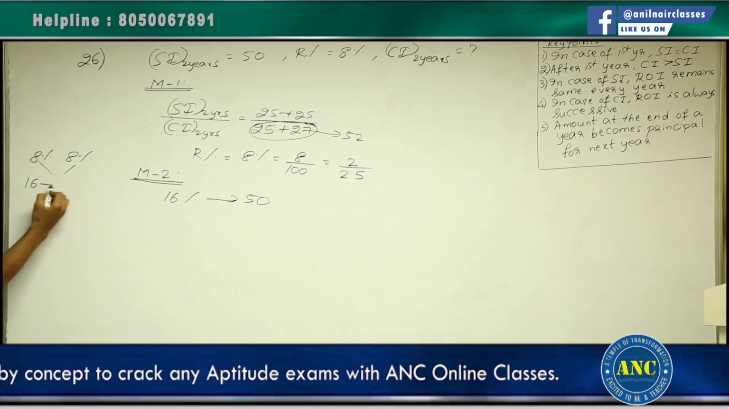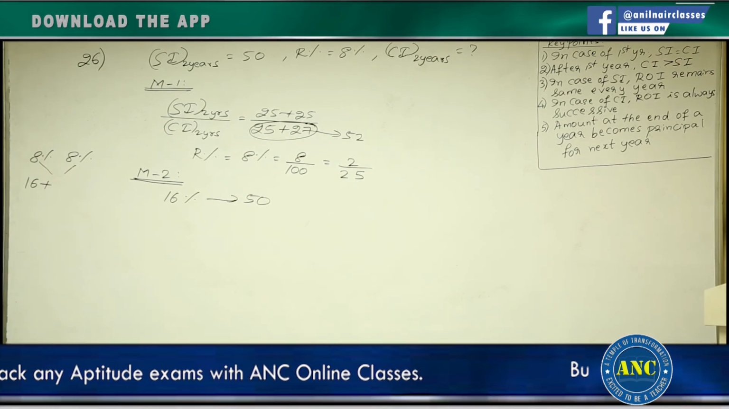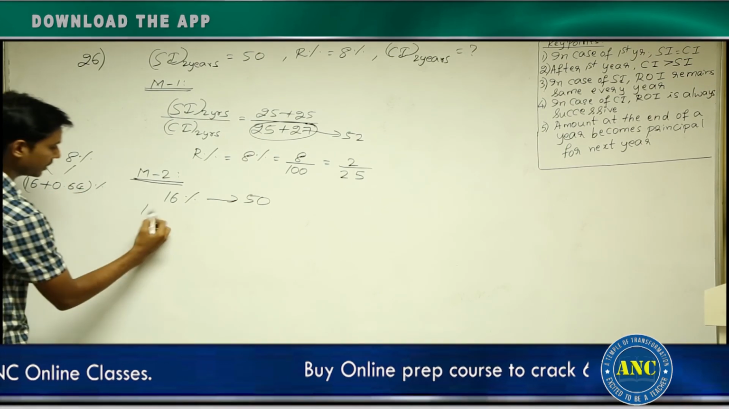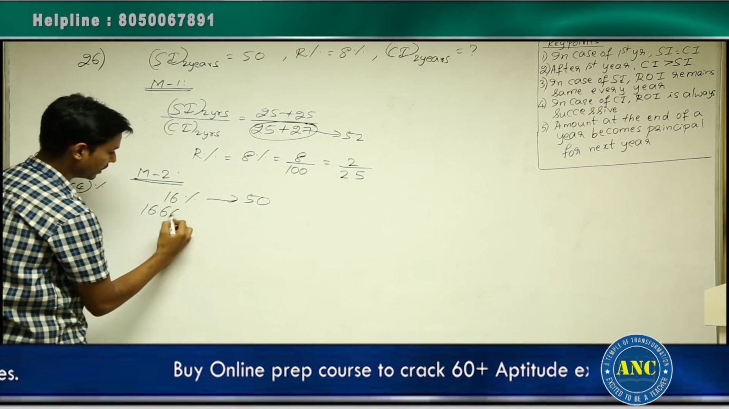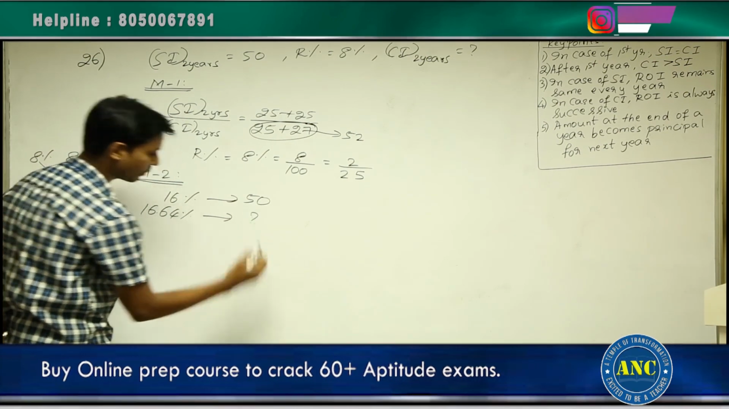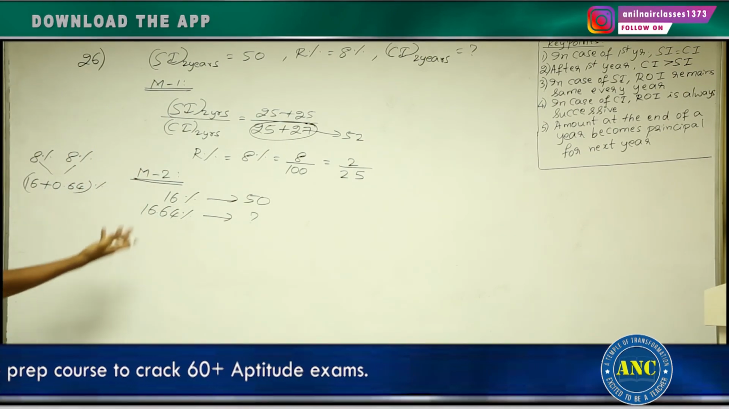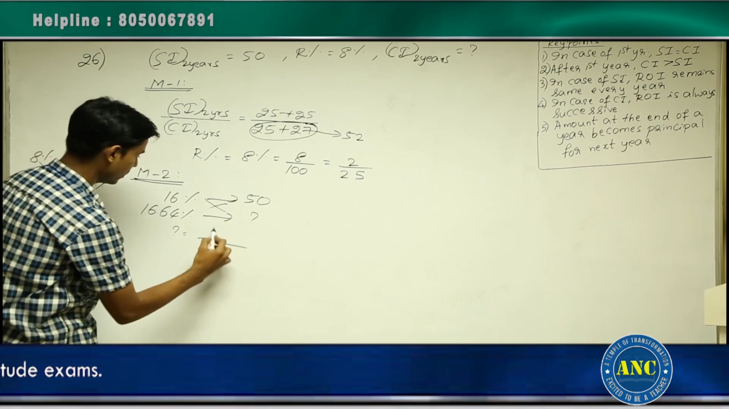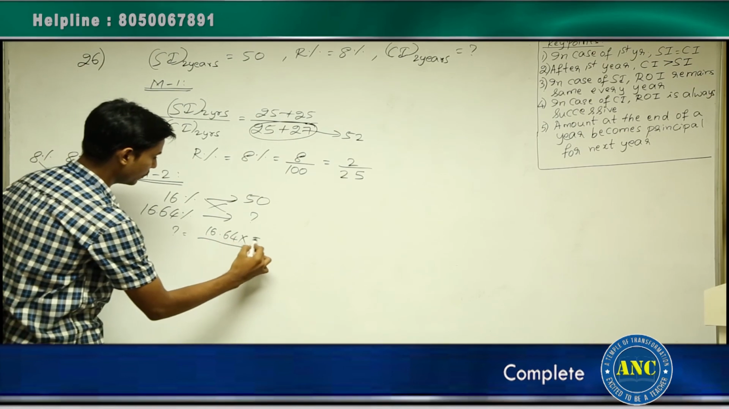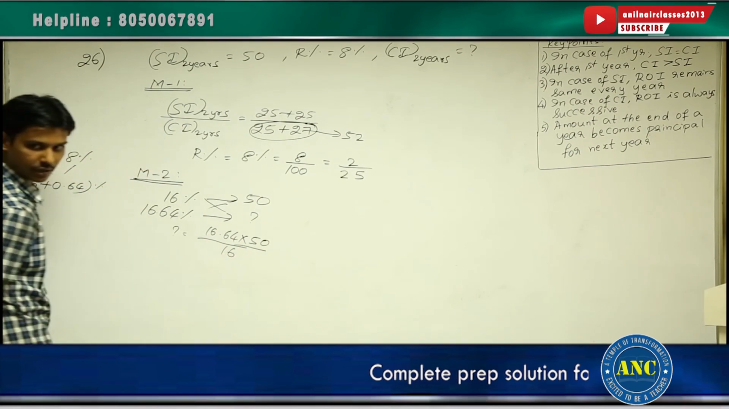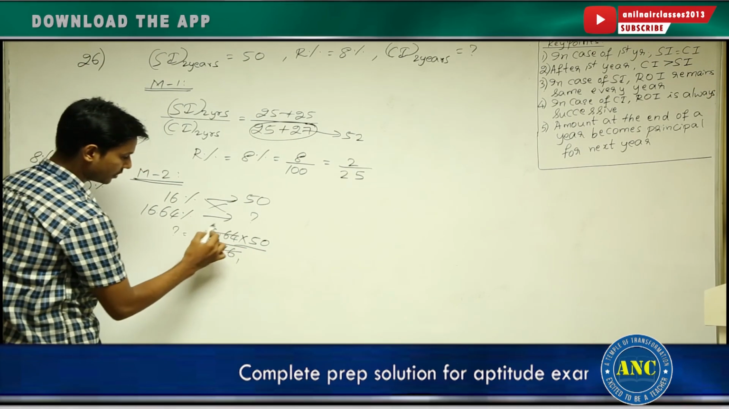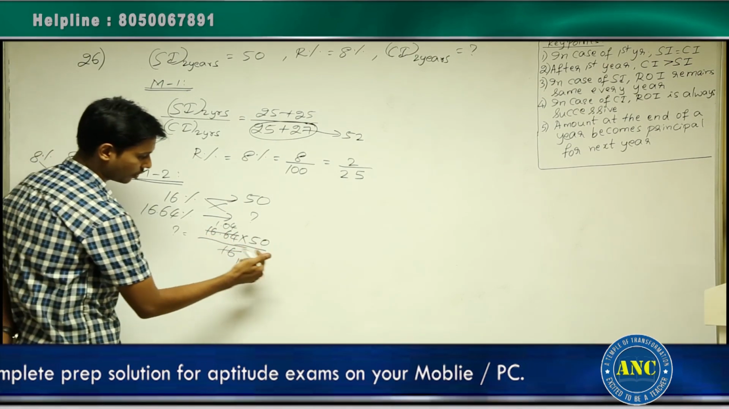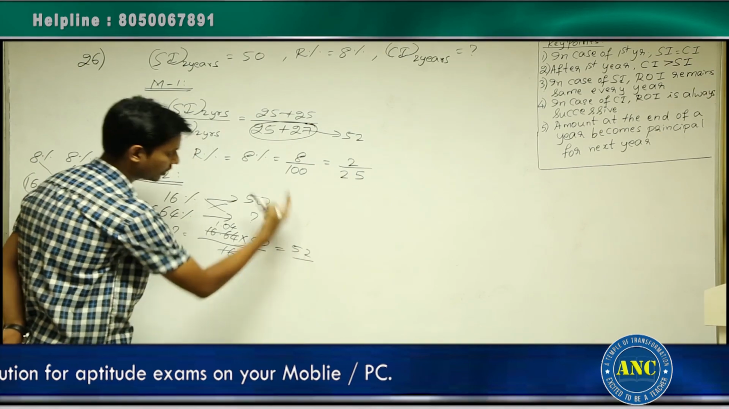8 plus 8, 16. 8 into 8 by 100. 64 by 100. 0.64. It is 16.64%. 16% is giving you 50 rupees. 16.64% should give you how much? You don't have multiplying factor here. Cross multiply. So your question mark will be 16.64 into 50 divided by 16. 16.64 divided by 16 is 1.04. 1.04 into 50. 52. That is what you got here.